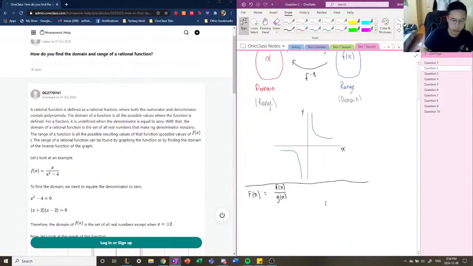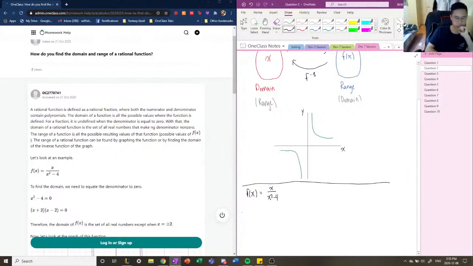All right, so the example here is that we have f of x. Okay, ignore this. This is just an example of this. Okay, so let me just draw another line here. So f of x equals x over x squared minus 4. Okay, so we're going to find the cases where the denominator is equal to 0, and that will help us find our domain, because the domain of a rational function is all the real numbers except where the denominator equals 0. So to find the domain, we need to set the denominator equal to 0.